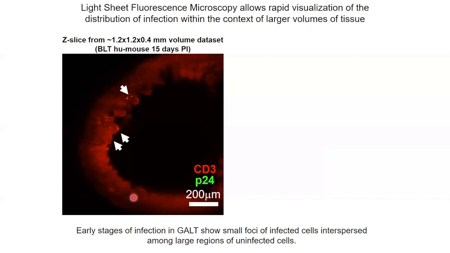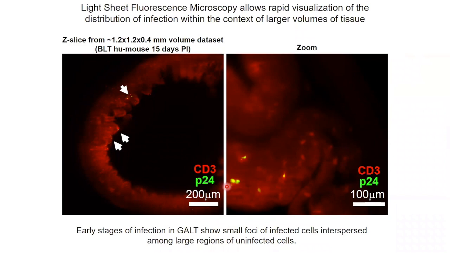But to zoom in on one of these, we can actually make out foci of infected cells here, here, here in yellow, and we can also make out other infected cells nearby. And so this idea of seeing foci of infected cells popping up at reasonable distances from one another is a pretty regular phenomenon that we see using these methods, as opposed to just seeing a wave of infection going through an entire tissue.